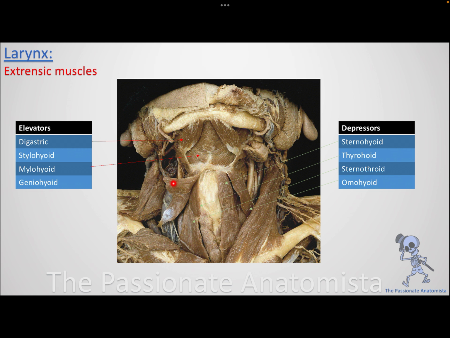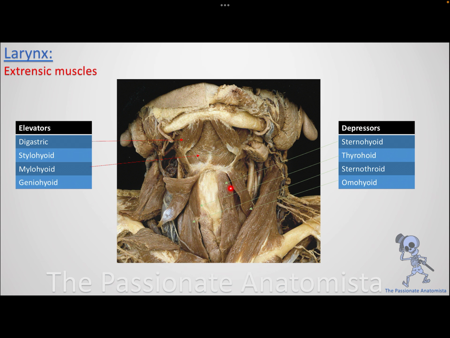Now, what are these muscles? We have the digastric muscle. We have two bellies of digastric: this is the anterior belly and this is the posterior belly. You have the stylohyoid, which cannot be seen here. We have the mylohyoid, which makes the floor of this triangle of the neck. It comes from the mylohyoid line all the way to the hyoid bone. And then we have the geniohyoid, which is a deep muscle we cannot see here. These are elevators of the larynx.